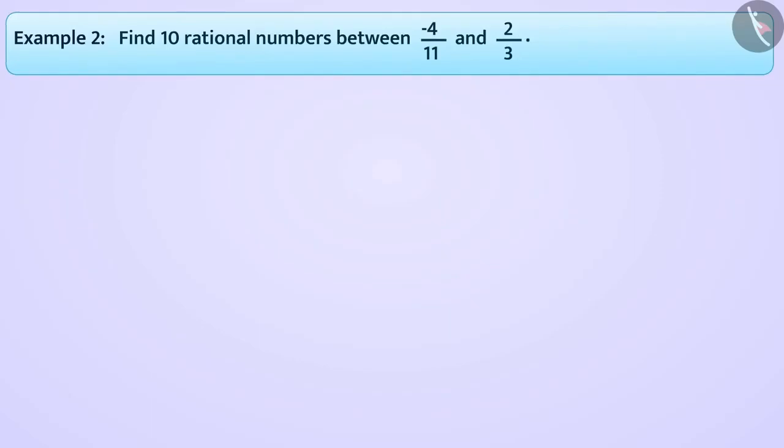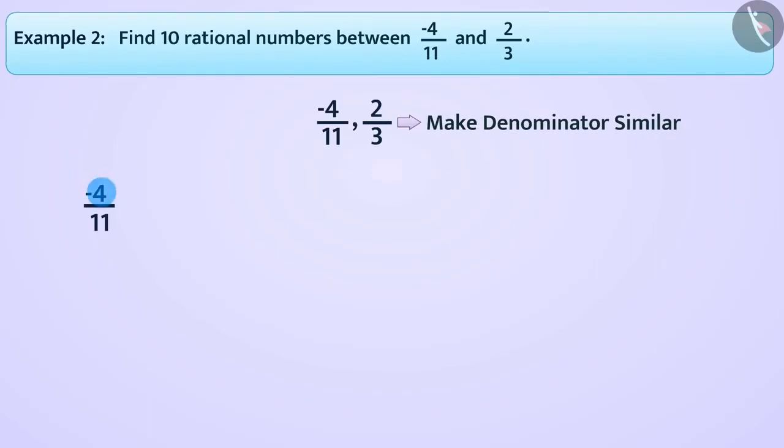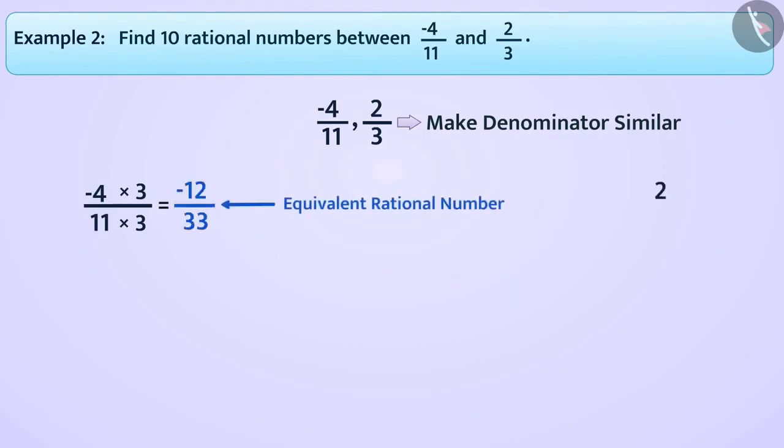Next example. Find 10 rational numbers between -4 by 11 and 2 by 3. Let's solve this by reviewing each method. We will take the denominator of -4 by 11 and 2 by 3 similar. For this, we will multiply numerator and denominator of -4 by 11 by 3 to get its equivalent rational number -12 by 33. In this way, equivalent rational number of 2 by 3 is 22 by 33.